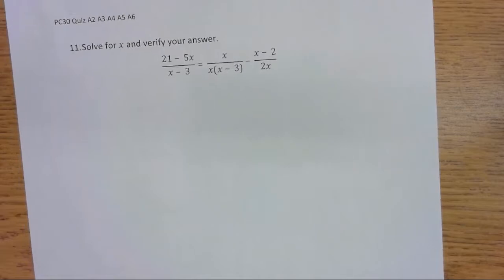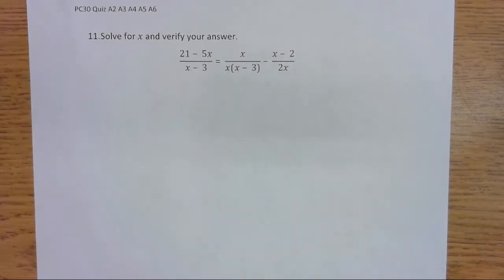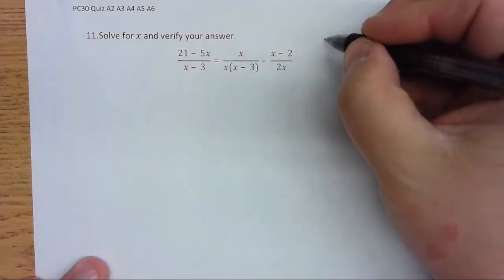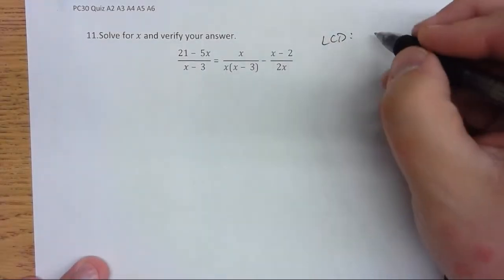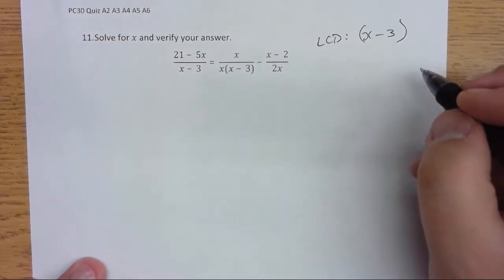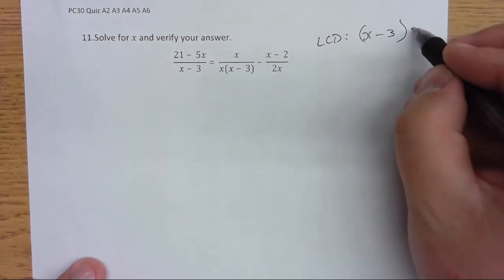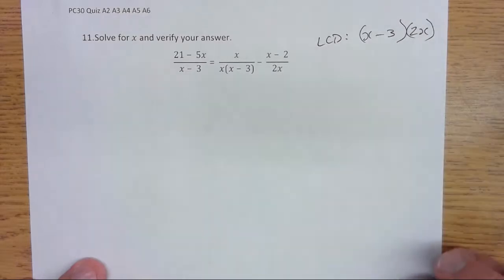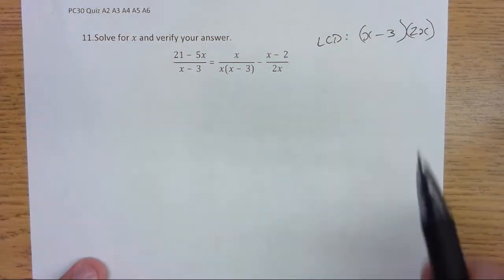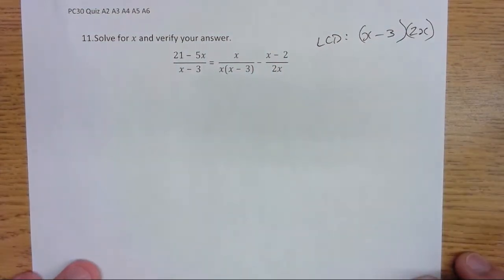Okay, now, how do we solve these equations? Well, for starters, again, we involve the lowest common denominator, which in this case is x minus 3 times 2x. So what I can do here is multiply each term, and there's 3 terms here, by that lowest common denominator. So I'll actually show the whole thing.